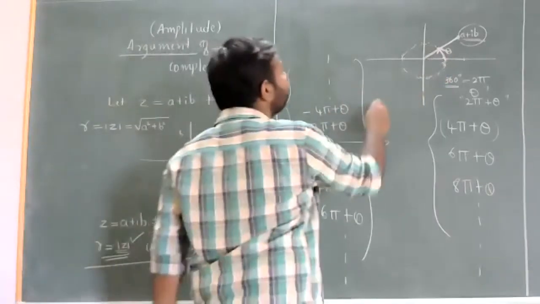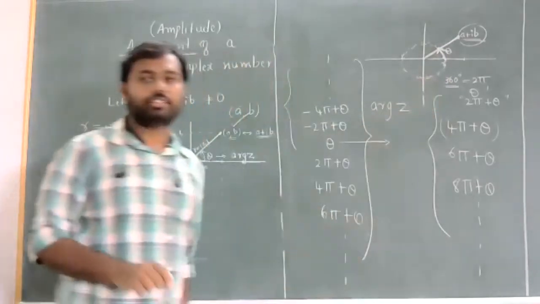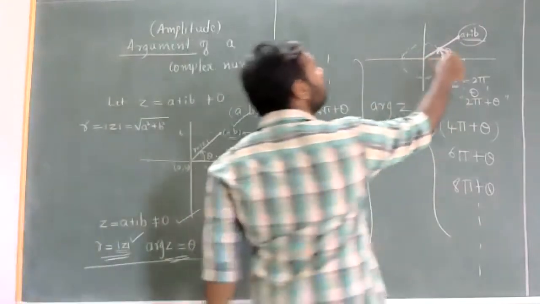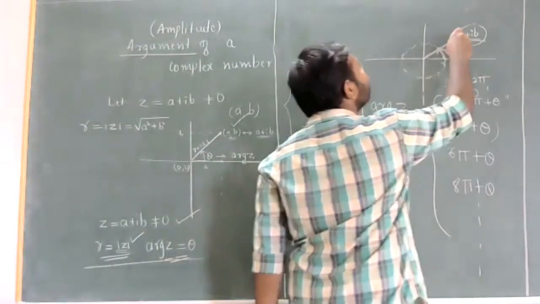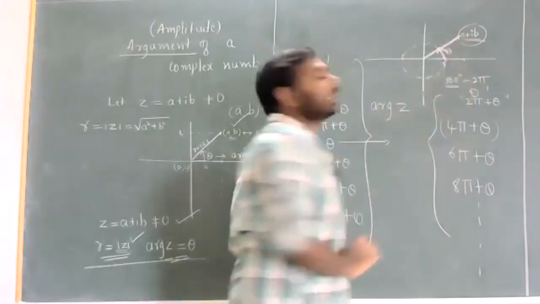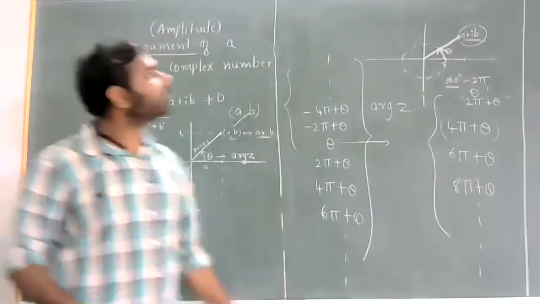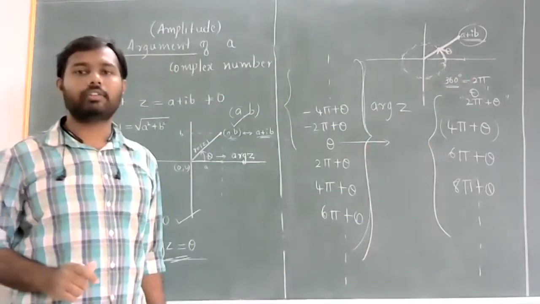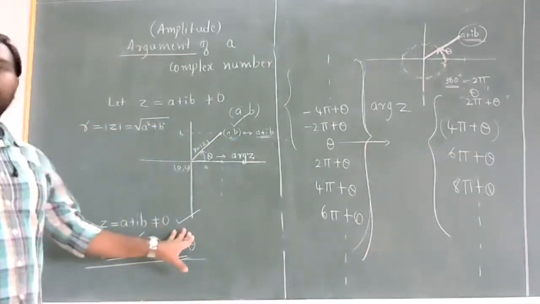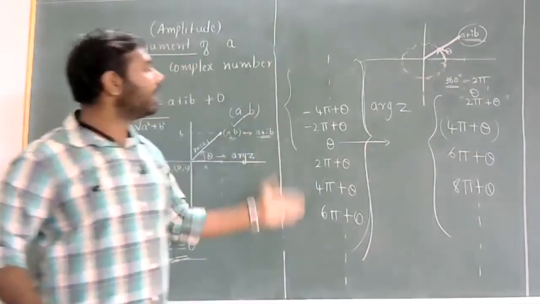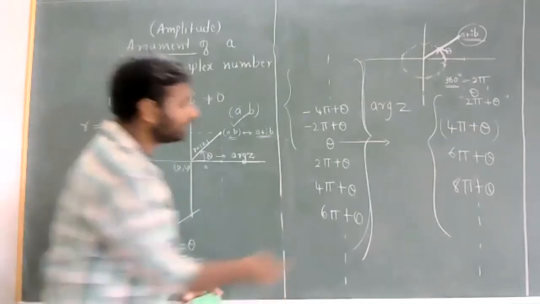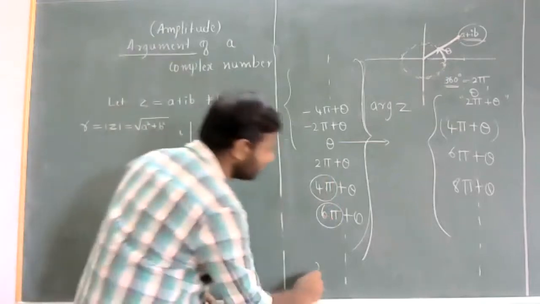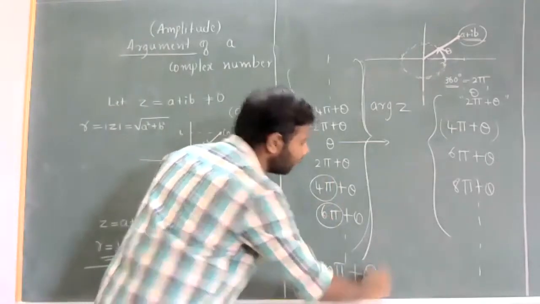All these will be considered as argument values. So basically, what is the argument? It is the value of theta which gives this position. But all these angles are giving the same position. So all these values are considered to be arguments of Z. Thus, for a non-zero complex number, we have infinitely many argument values, because in this place you can put any even multiple of pi. So in general, you can take 2n pi plus theta.